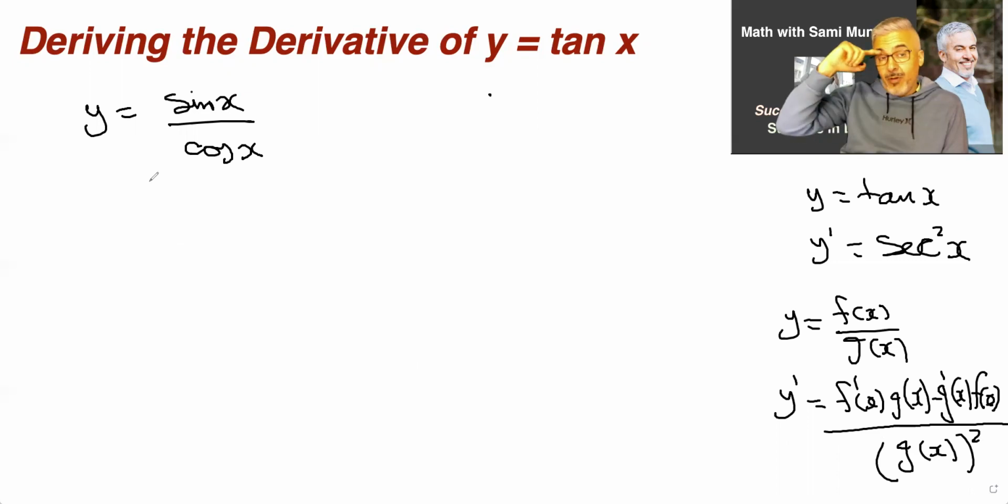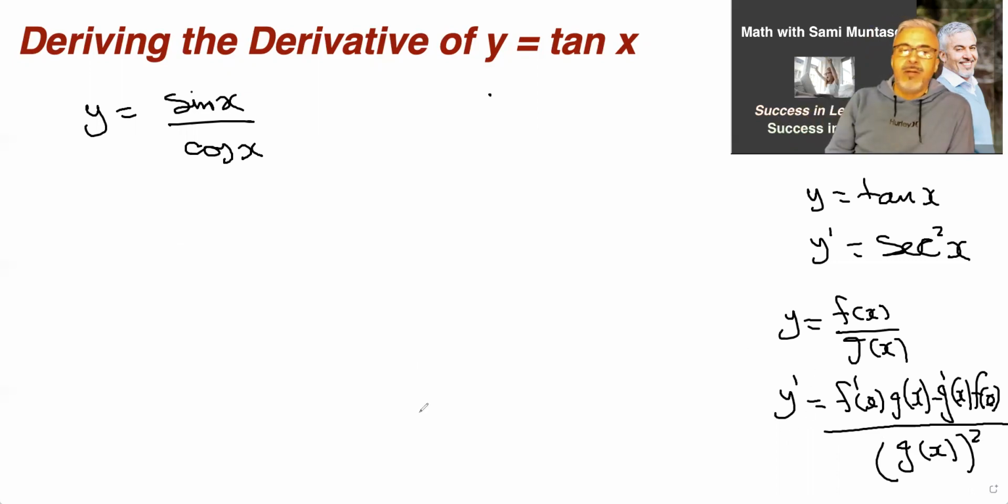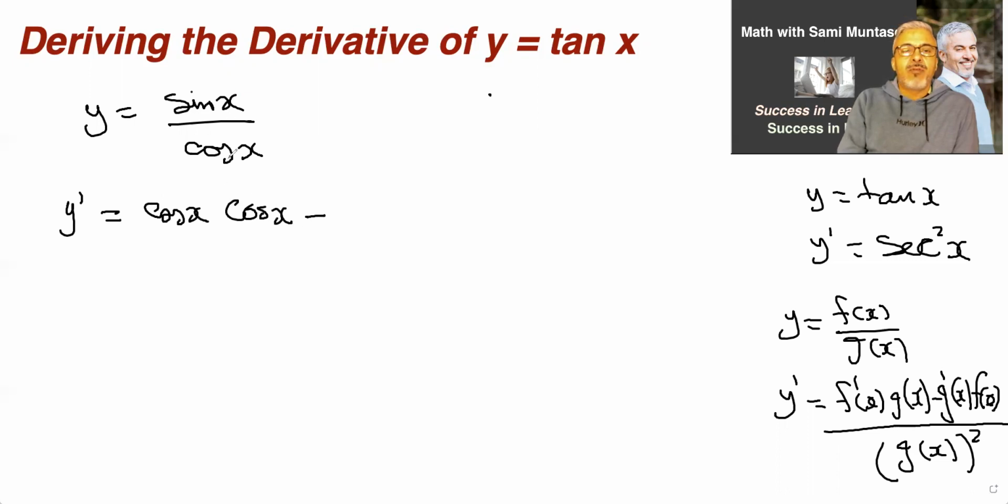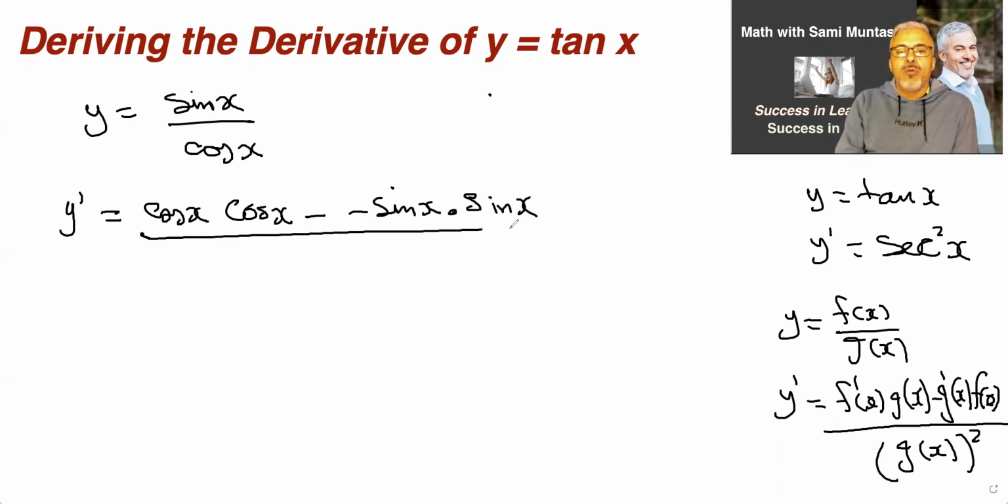So now let's follow that quotient rule right here and take the derivative of this. So y prime would equal the derivative of f of x, which is sine x here, is cos x, times the g of x, which is cos x, minus the derivative of cos x, which is negative sine x, times f of x, which is sine x, over g of x squared. G of x is cos of x, so I need to square that.